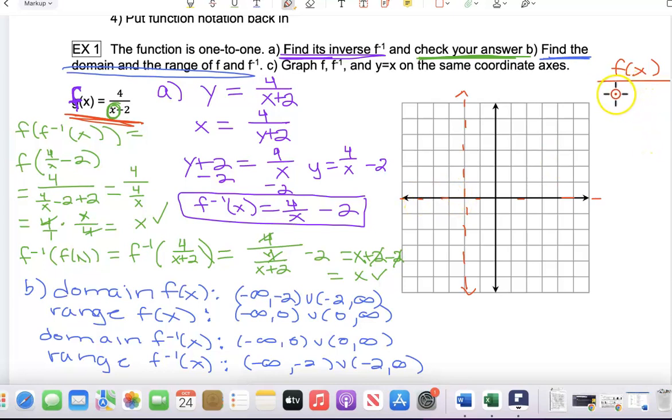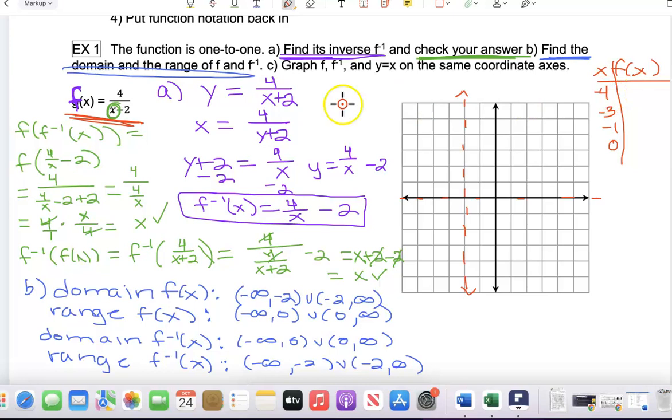So let's just say I'm going to do negative 4 and negative 3. That gives me 2 points on that branch, and then I'm going to do -1 and 0 on my other branch. I can pick more if I want.